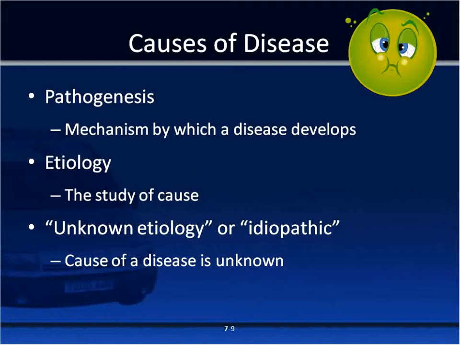Etiology means the study of cause. The etiology or cause of many diseases is known. For example, we know that croup, a common childhood respiratory infection, is caused by a virus. The phrase unknown etiology, or idiopathic, is used when the cause of the disease is not known.